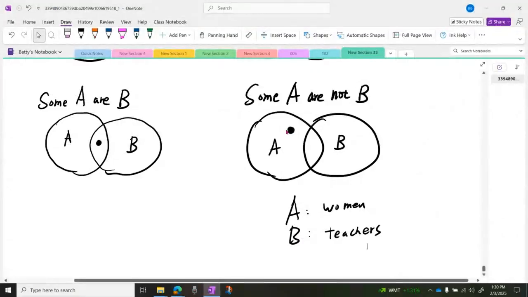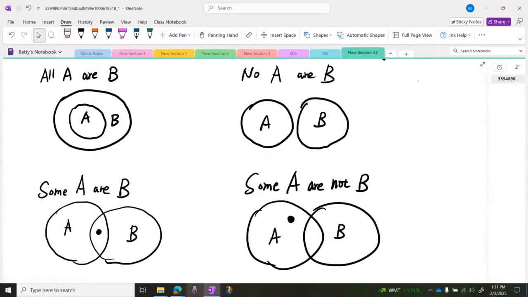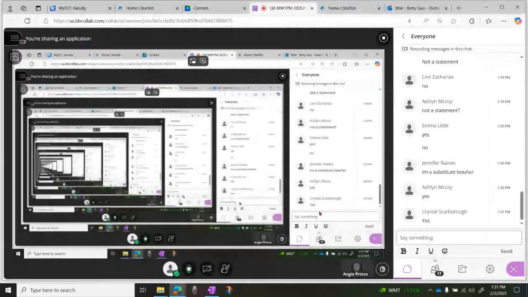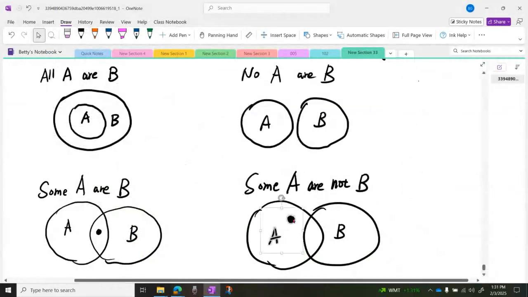Yeah, there is at least one woman who is not a teacher. Emma, for example, here. She's a woman, but she's not a teacher, right? Does that make sense? Yes, very good. The dot here does not work with Jennifer. It will work with Emma. And this one would work with Jennifer. Some A are B, some women are teachers. So this dot could be Jennifer.